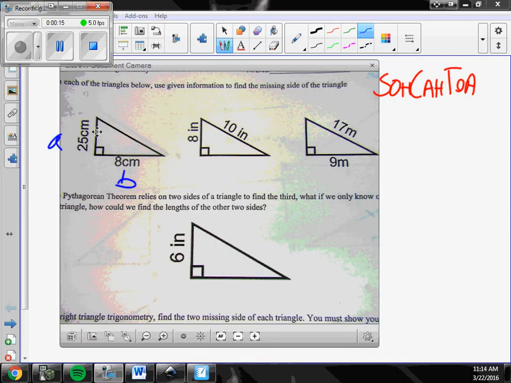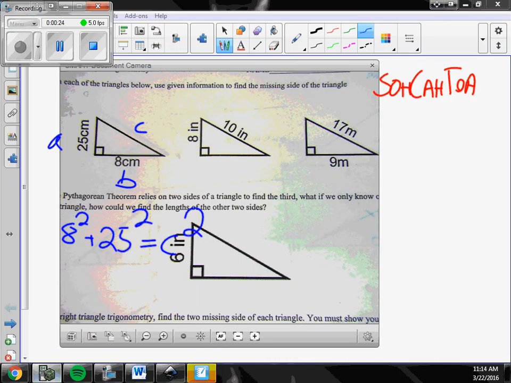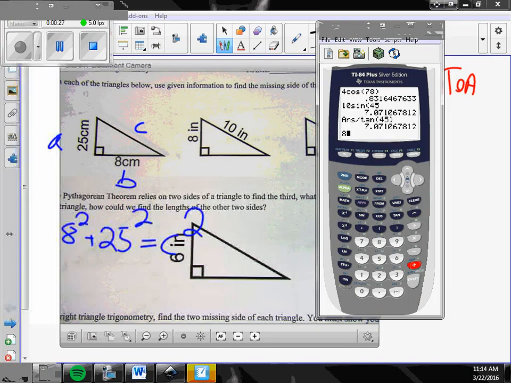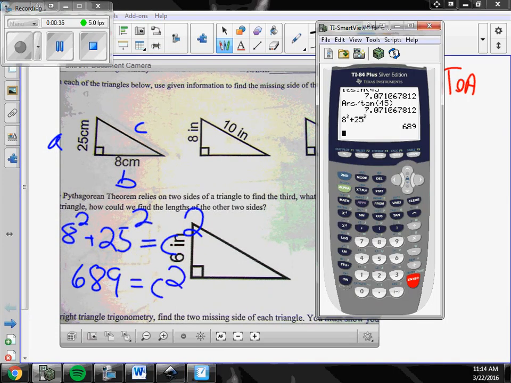So for this first one, if we use the Pythagorean theorem, 8 squared plus 25 squared equals C squared. So if I calculate that, 8 squared plus 25 squared is 689. Now what do I do? Square root it, and I'm lazy, so I just raise it to the 1/2. So I just push exponent 0.5. So C is 26.24.